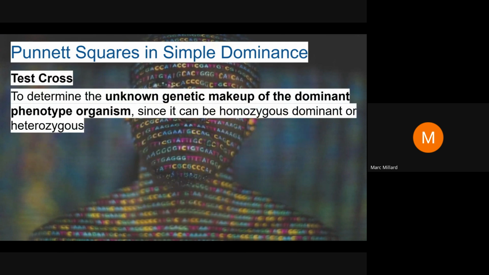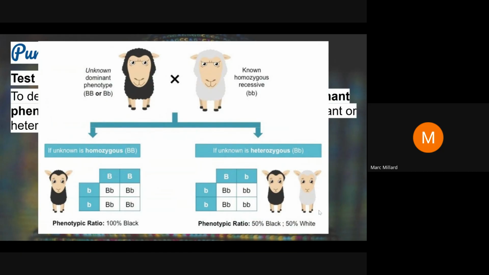When we do Punnett squares with simple dominants, it's always good to do a test cross, and this is to determine the unknown genetic makeup of the dominant phenotype organism, since it can be homozygous dominant or heterozygous. So for example, if we know that, let's say, black fur or hair on a sheep is dominant, but we don't know if this sheep is big B, big B, or if it's heterozygous, big B, little b, well, then we cross it with one that we know is recessive, little b, little b. And so if we cross it and we get certain combinations, we're going to know what we're dealing with.